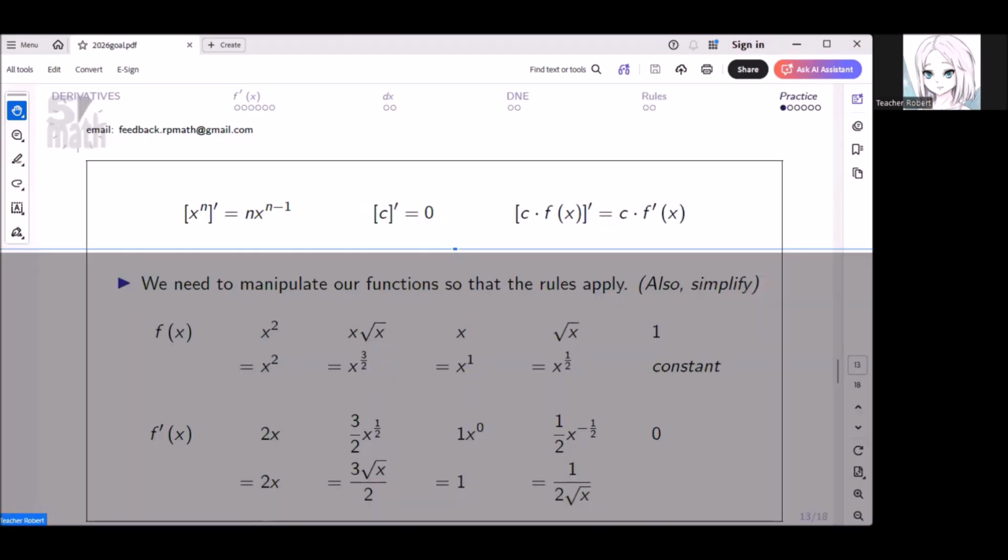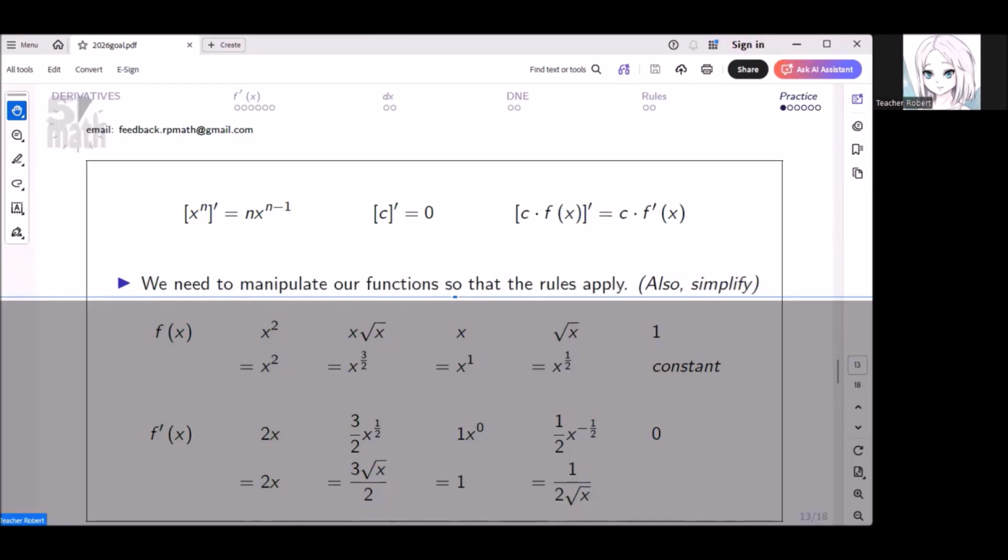The derivative of x to the power n equals n x to the power of n minus 1. The derivative of a constant is 0. The derivative of a constant times a function is that constant multiplied by the derivative of that function. We need to manipulate our function so that the rules apply. Also simplify.